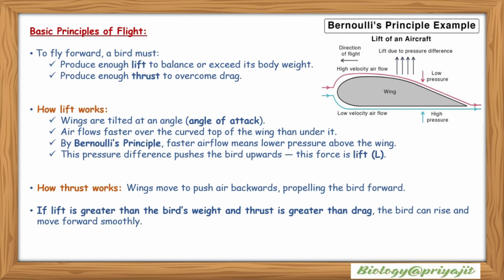So how does lift work? Wings are tilted at an angle, that is the angle of attack. Air flows faster over the curved top of the wing than under it. By Bernoulli's principle, faster airflow means lower pressure above the wing. This pressure difference pushes the bird upwards. This force is lift. How thrust works: wings move to push air backwards, propelling the bird forward.